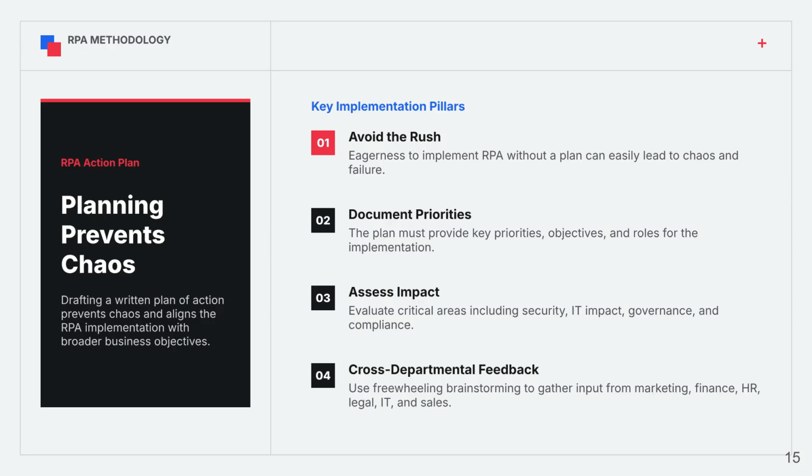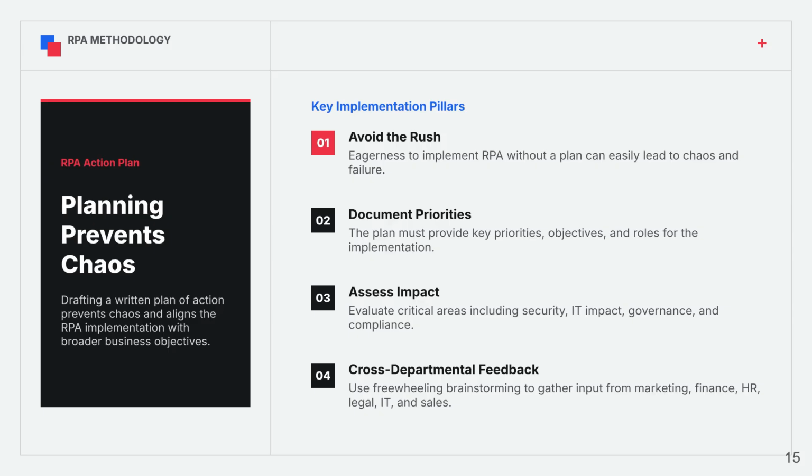The next step is to document priorities. A well-prepared implementation plan should clearly define the project's objectives, expected outcomes, timelines, responsibilities, and success criteria. This ensures that every team member understands their role and works towards the same business goals.